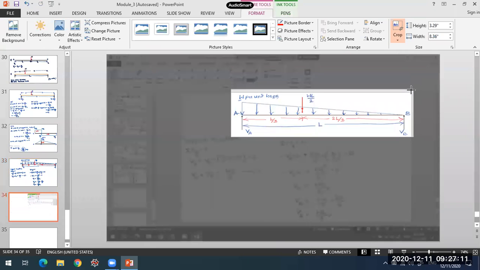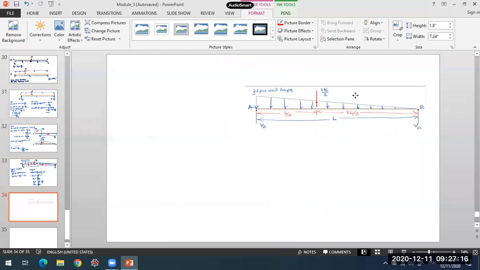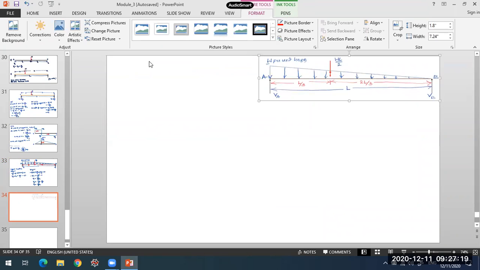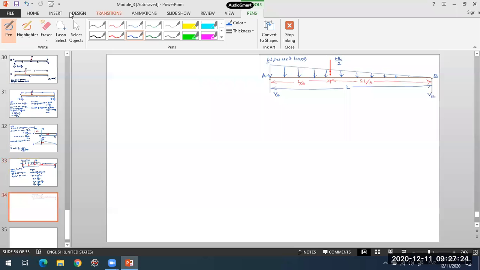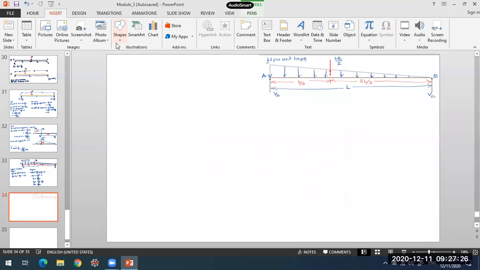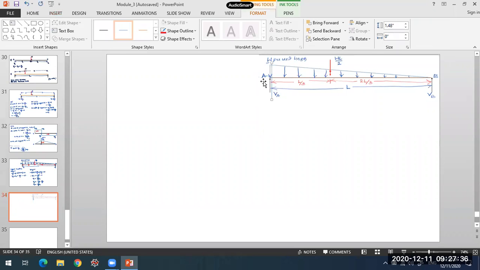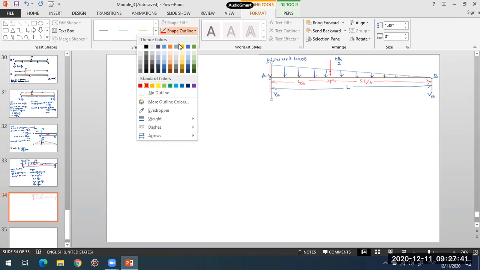This is the beam we have taken, and VA and VB are determined. Then we'll start considering a section. First I'll take a section directly at A. Before I cross A, I know that the shear force value is 0. So once I cross that support reaction, what will happen to the value over here?